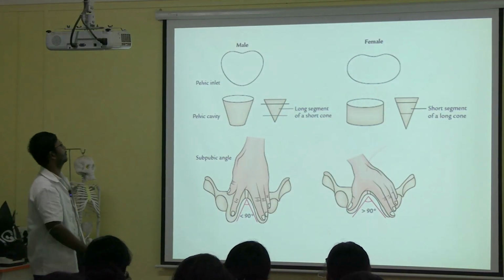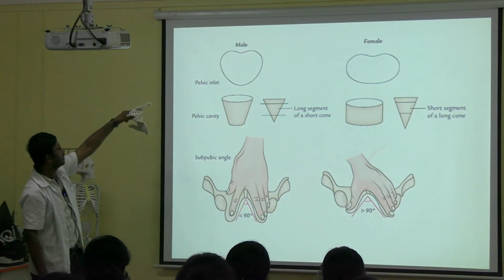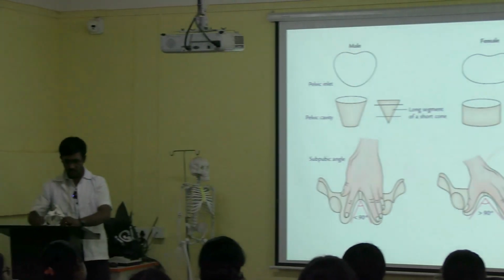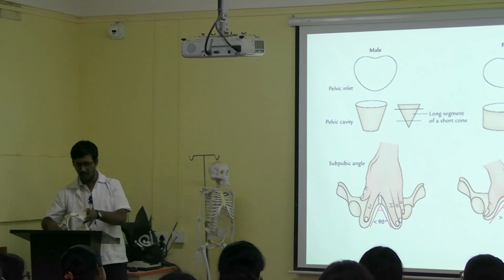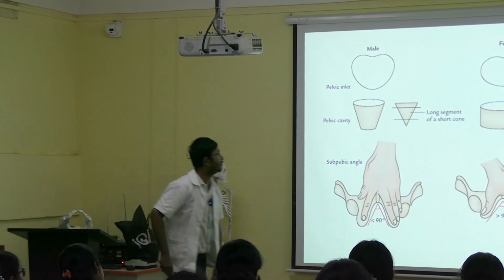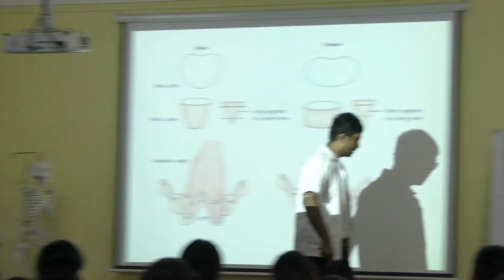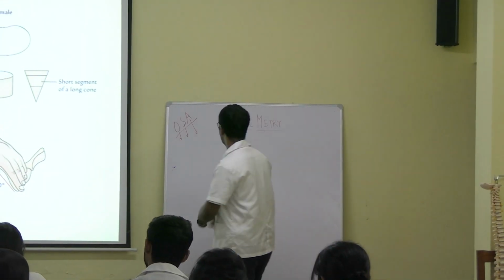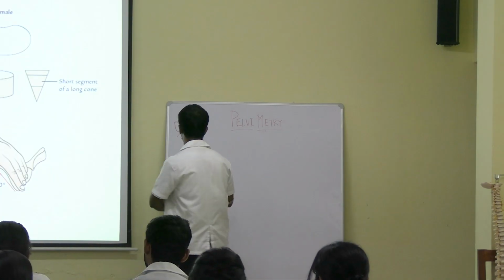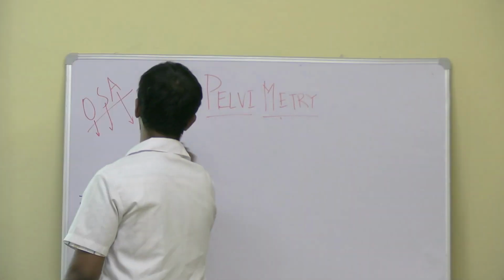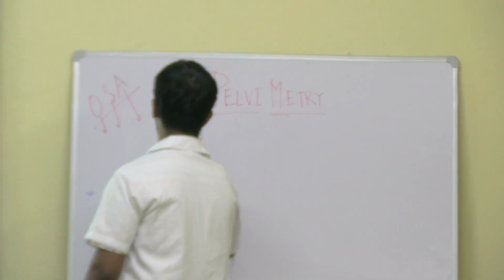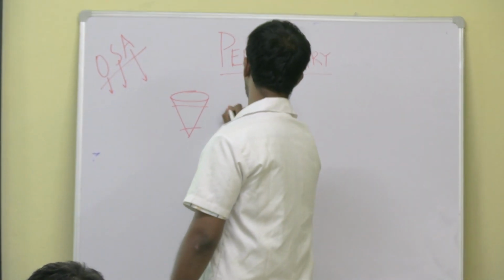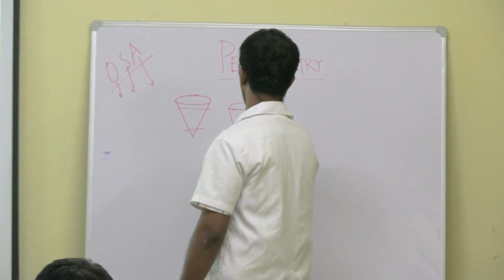Now see this structure. This is the pelvic inlet in a male, and that is the pelvic inlet in case of female. Now try to understand this. This is more of a theoretical part. In case of male, it is a small portion of a long segment of a short cone. So suppose this is a short cone, and if you take a long segment, then it appears somewhat like this.